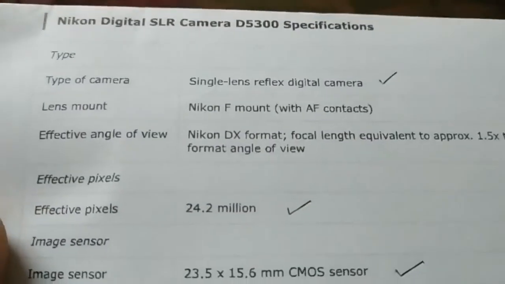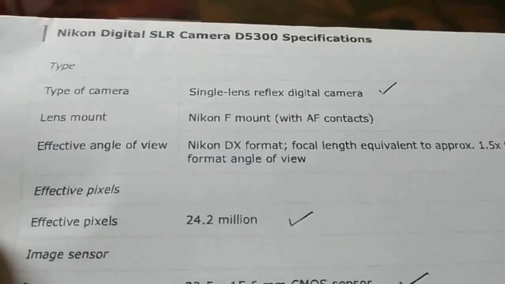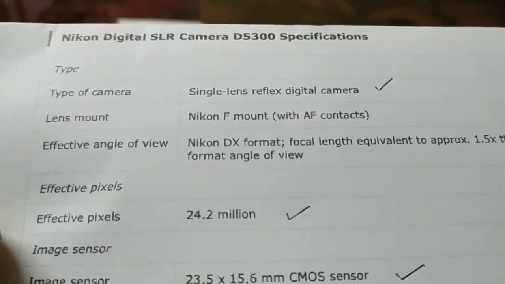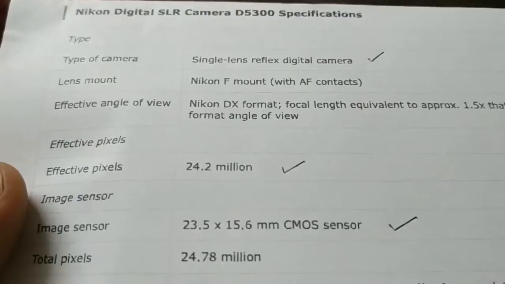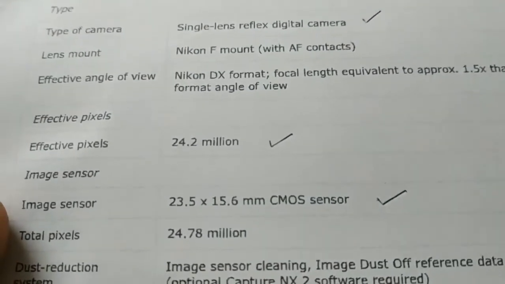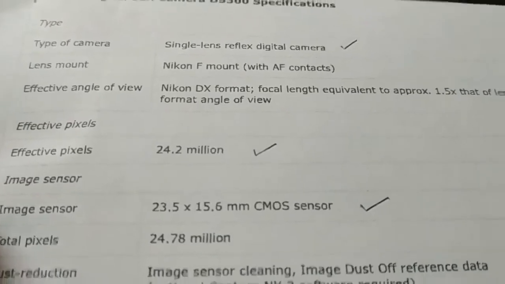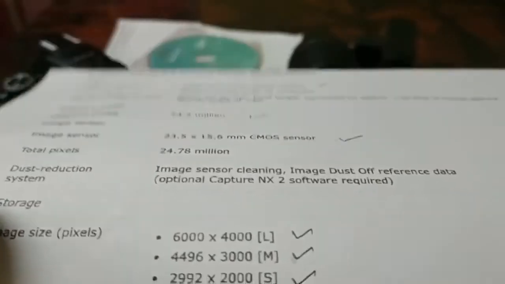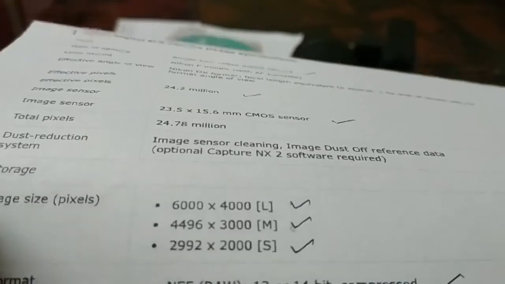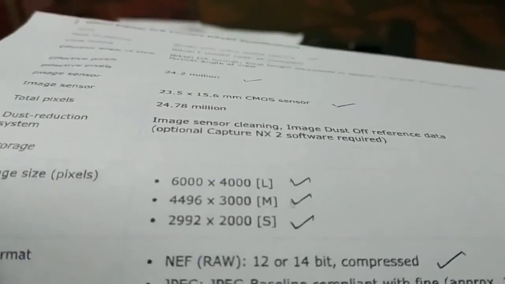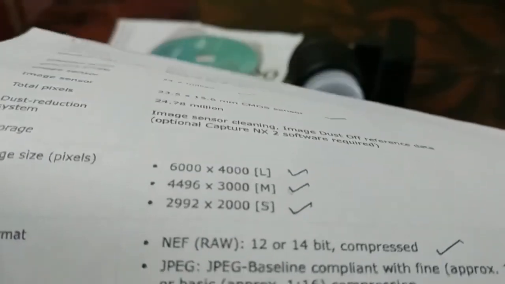So the next thing, it's the effective pixels. It's 24.2 million. That means it's 24.2 megapixels. Image sensor 23.5 by 15.6. It's a CMOS sensor. Now the next thing, image size. You can have an image size of this length. You can see it's large, medium, and small.